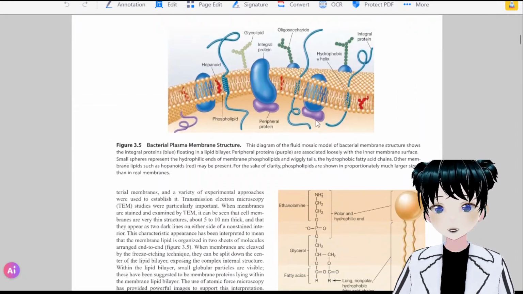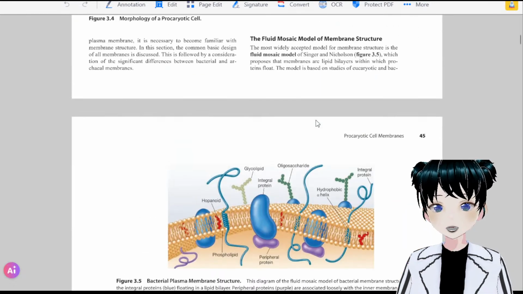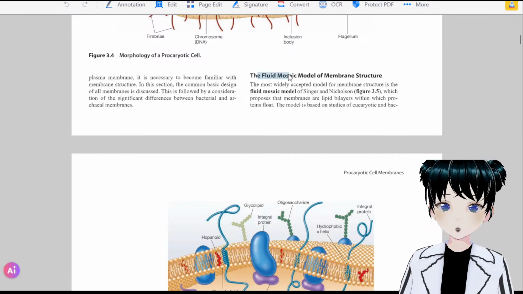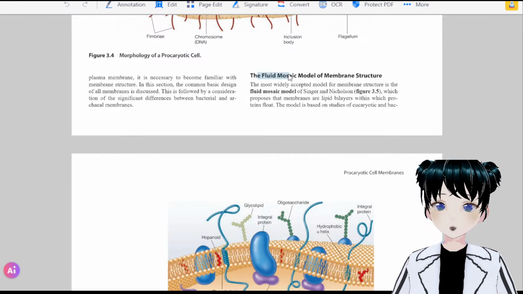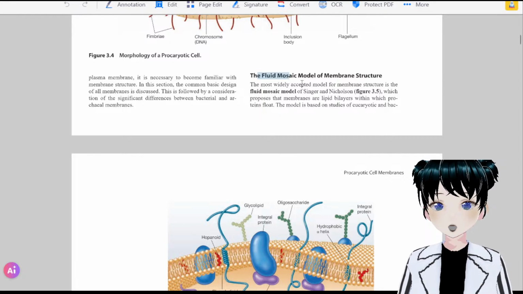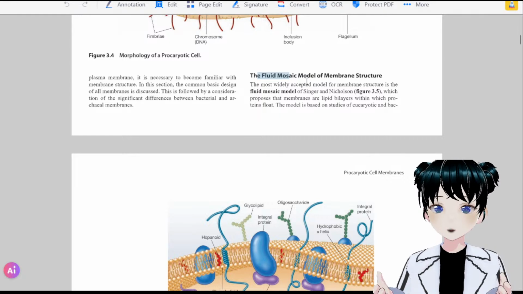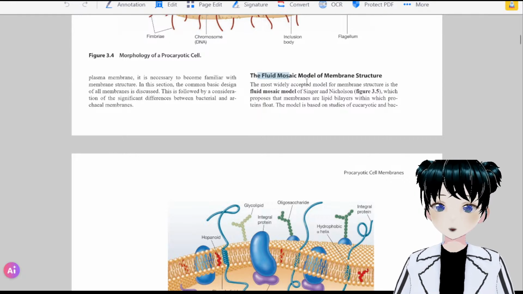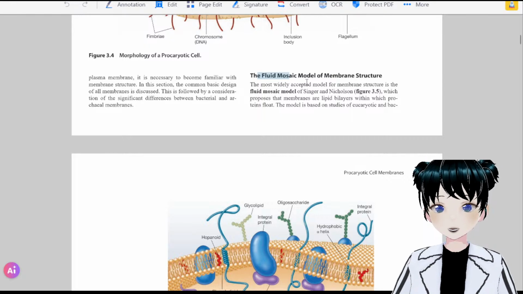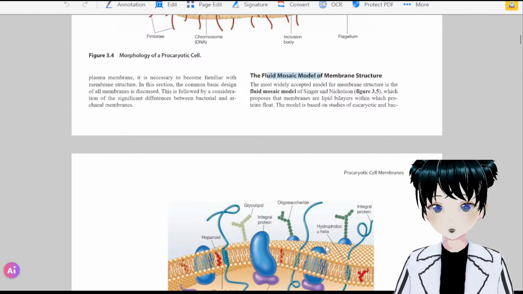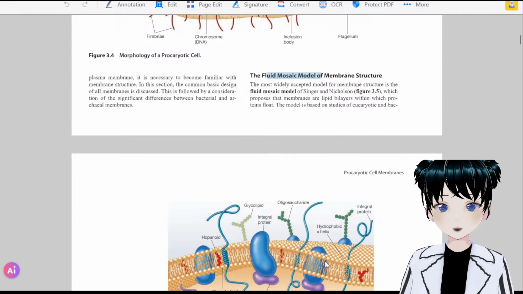Now the structure written there is the fluid mosaic model. Fluid shows that it is fluid, but that doesn't mean the layer moves around. It means that the material embedded in the membrane moves around, right? This is the most accepted model. There are a lot of other models for the cell membrane structure, for example the lipid bilayer. The lipid bilayer is just a part of the fluid mosaic model, because there are two layers of lipids.